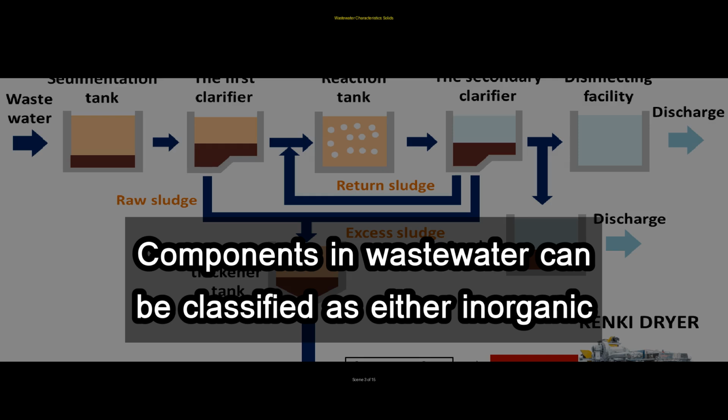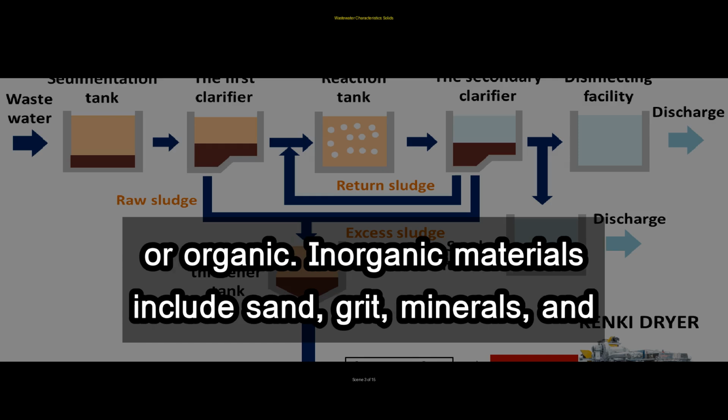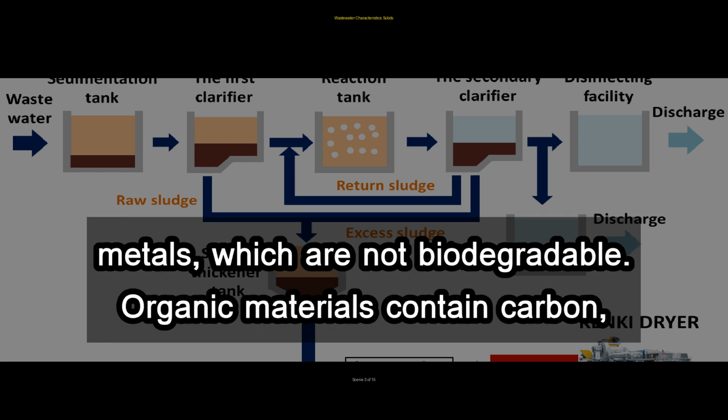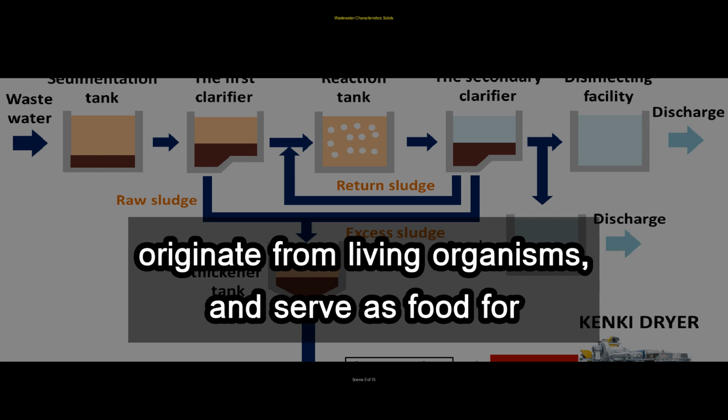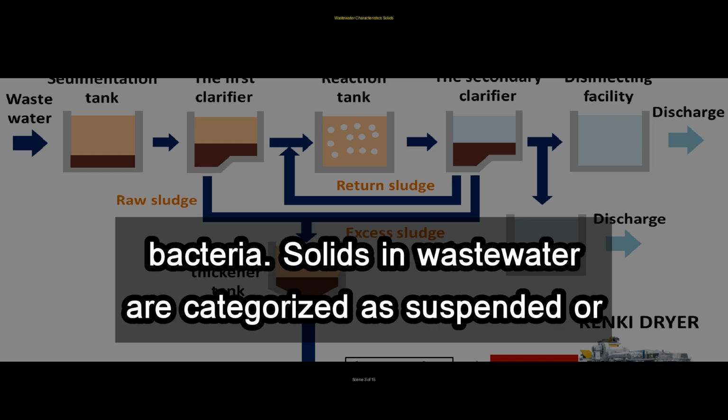Components in wastewater can be classified as either inorganic or organic. Inorganic materials include sand, grit, minerals, and metals, which are not biodegradable. Organic materials contain carbon, originate from living organisms, and serve as food for bacteria.